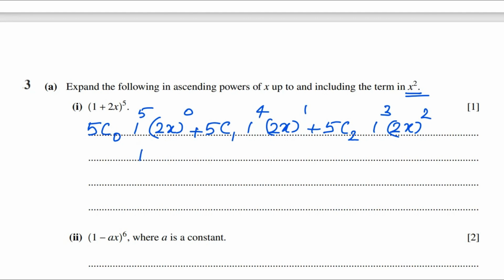So this is 1 plus 5C1, which is 5, multiplied by 2x, plus 5C2, which is 10, multiplied by 4x square. So this is equal to 1 plus 10x plus 40x square.